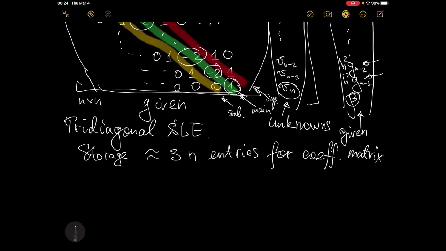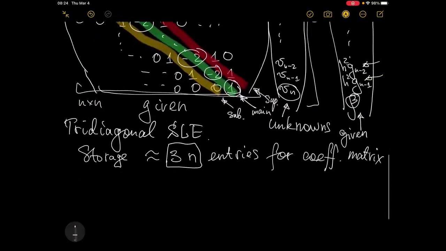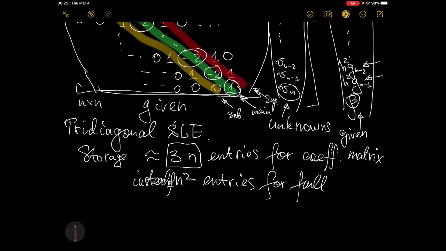Okay, you see, storage requires 3n entries, right? For n, if you have n points, instead of n squared entries for the full coefficients matrix.